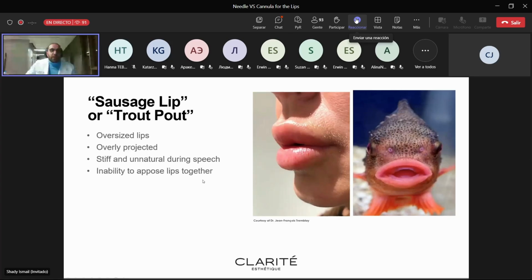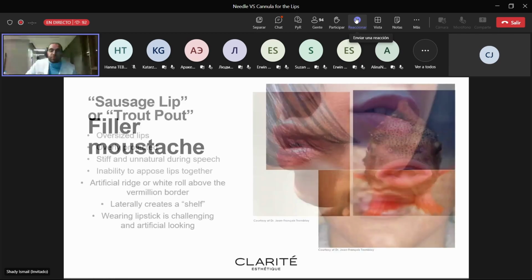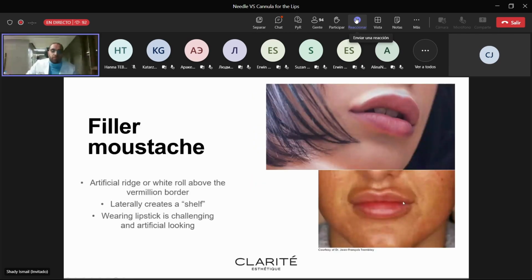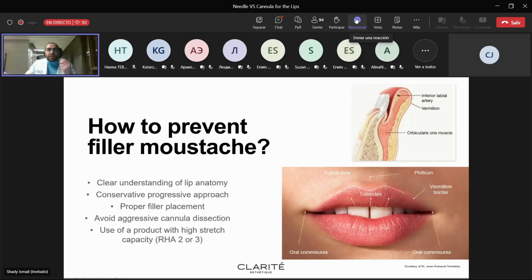Then the filler mustache, which is migration of fillers. That's why I enter from the white lips. There is a retrograde backflow of fillers through the needle pathway, which leads to accumulation of fillers on either the lower cutaneous lip or upper cutaneous lip. So we need to enter, as we saw in the video, just from the vermilion border in the red lip itself and choose a proper product of fillers, injecting viscoelastic product at the right level, superficially, with proper filler placement.